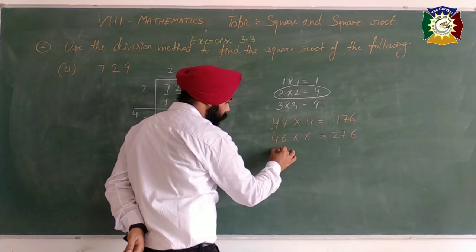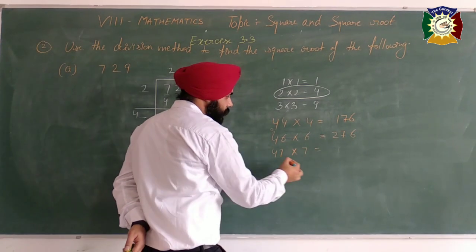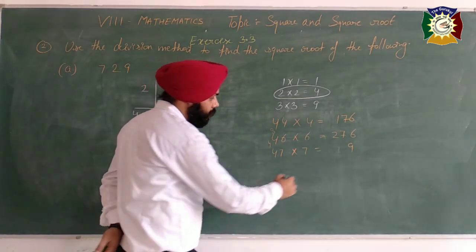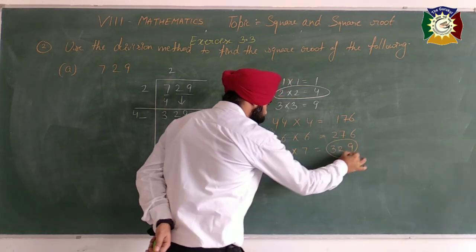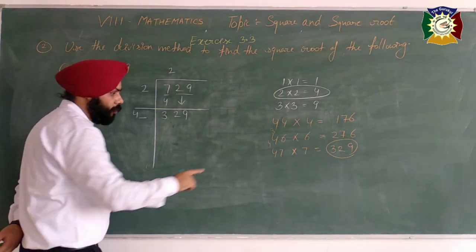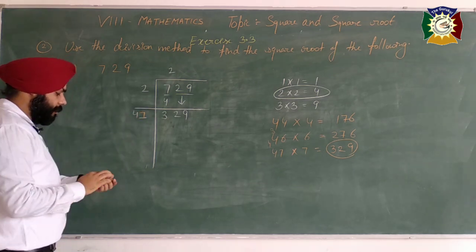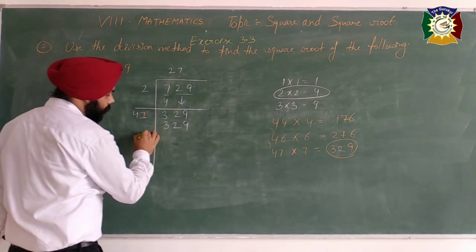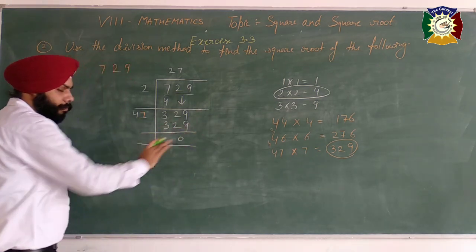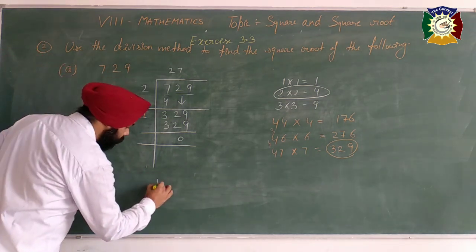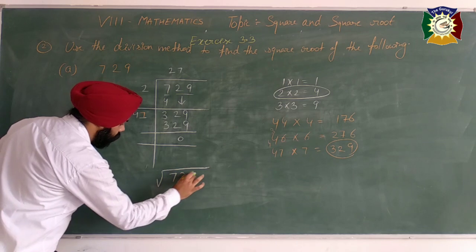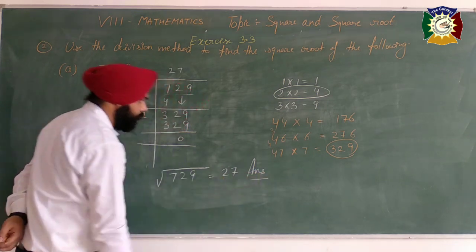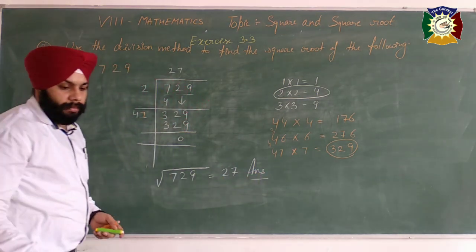Now take another number, 47, multiply with 7. 7 7s are 49, 7 4s are 28 plus 4, 32. That we get, equivalent to 329. So we have to take number 7, and this 7 multiplies with 47 here. So it becomes 329. And subtracting this we get 0. So our process stops here. And we can say the square root of 729 is equal to 27. That's our answer. Now, similarly, one more question.